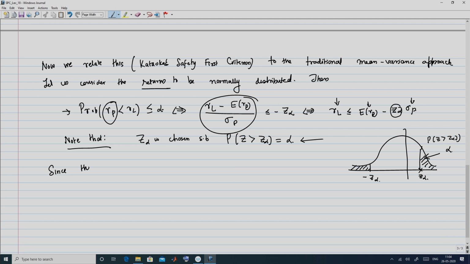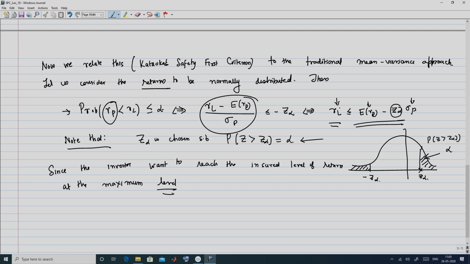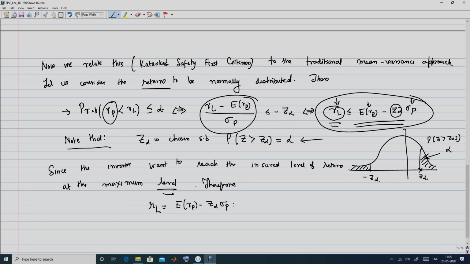Now, since the investors want to reach the insured level of return at the maximum level, remember, RL is less than or equal to this. So, obviously they want to have the insured level of return to be the maximum possible, and since we have the upper bound of that, therefore, from the investor's point of view, the insured level of return RL is going to be the upper bound, E of Rp minus Z alpha into sigma of P.